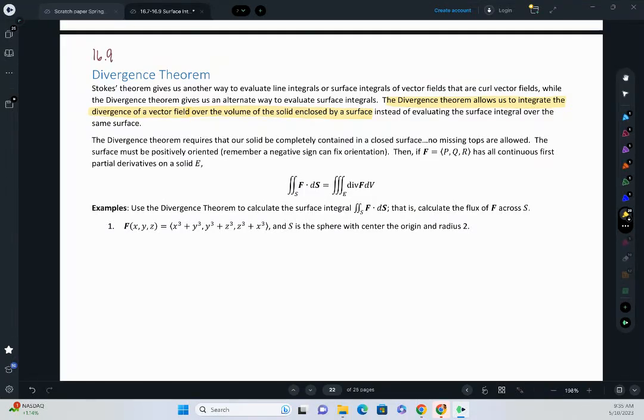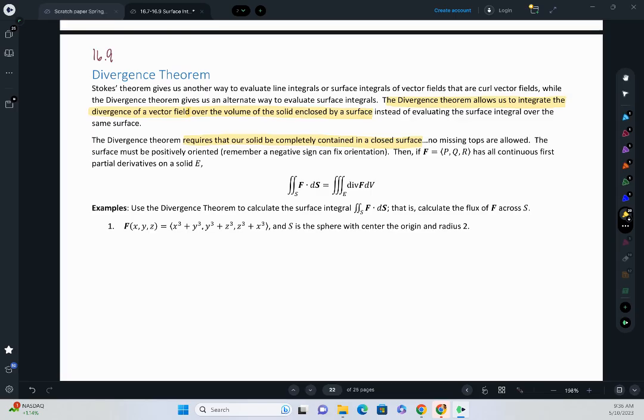Okay, so this divergence theorem has one requirement. It just requires that our solid be completely contained in a closed surface. So that means no missing tops or anything can exist. And the surface has to be positively oriented. Remember that a negative sign can fix the orientation if it's not.